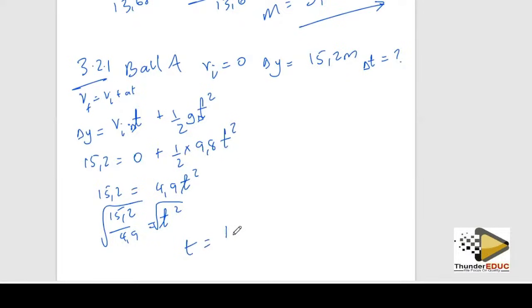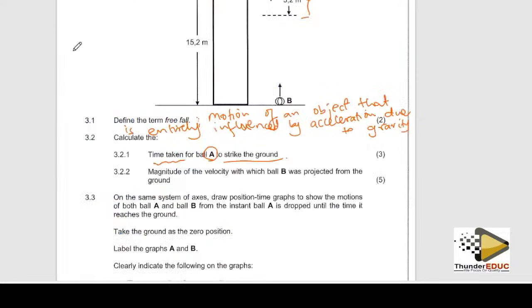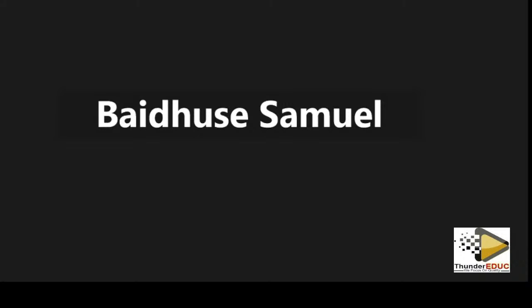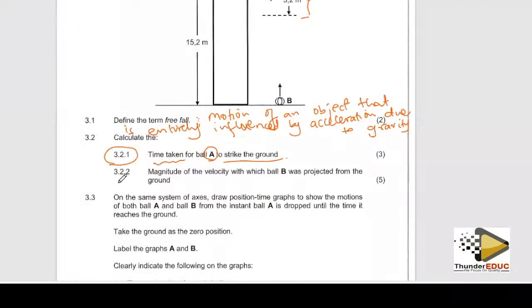I'm getting 1.76 seconds. Okay, so that is what they want us to find for 3.2.1. Then 3.2.2. They want the magnitude of velocity with which B was projected.